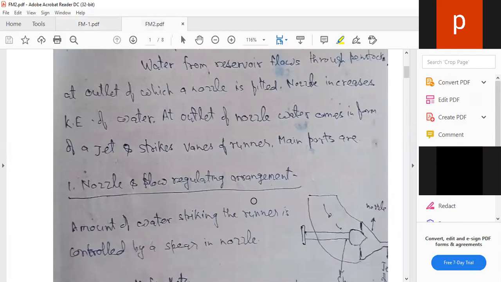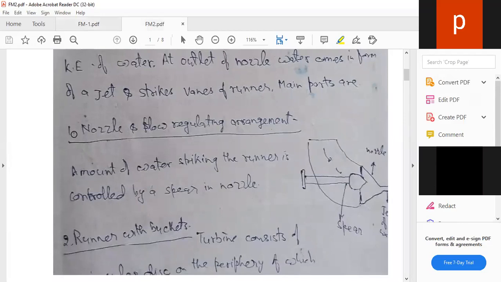Okay. So the main parts of impulse turbine. First one is nozzle and flow regulating arrangement. This is a nozzle. I told you that nozzle is fitted at the end of a penstock. This is a figure of a penstock. It is coming from the dam. So at the end of penstock we have a nozzle fitted, and water coming out of this nozzle is known as jet. So this is the jet of water.